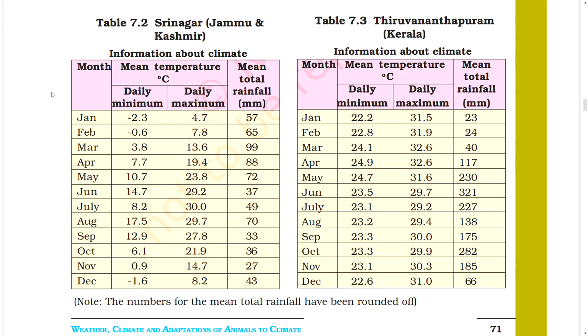July 8.2, 30, 49. August 17.5, 29.7, 70. September 12.9, 27.8, 33. October 6.1, 21.9, 36. November 0.9, 14.7, 27. December minus 1.6, 8.2, 43.